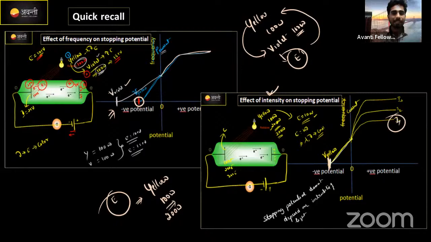Due to the increase in intensity, the value of photocurrent also increases. After that it will reach a saturation region, but its energy will remain the same. That's why the stopping potential will come to the same point. Further, if I increase the intensity to 300 watt, photocurrent increases, but the energy remains the same. Hence, the stopping potential for the yellow light will be the same. It will not change. Correct?